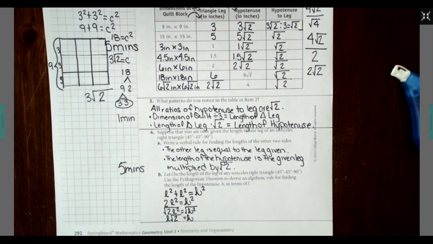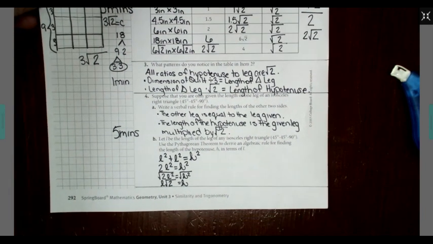As we've already stated, in this isosceles right triangle, we know that one leg is equal to the other leg because it's an isosceles. And based on the pattern we were seeing above, if we take the leg and we multiply by the square root of 2, we should come up to our hypotenuse. Let's take a look at the algebra behind that.